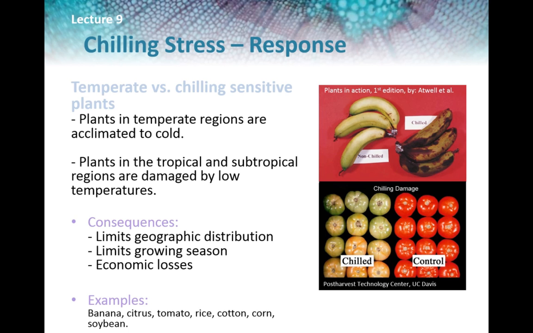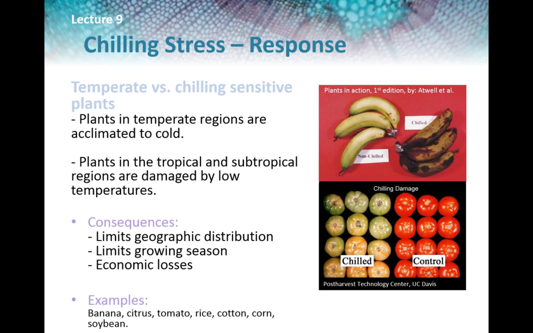However, plants living in tropical and subtropical regions show physical and physiological injuries when temperatures drop to 0 to 15 degrees Celsius. The general consequences of chilling injury include limited geographic distribution, both latitudinally and based on elevation, and limited available growing seasons for many cultivated crops. We can't grow slowly maturing crops that are chilling susceptible in areas with short growing seasons. And the third consequence would be the economic losses and the reduction in quality that are based on yield reduction and post-harvest losses that plants can suffer.